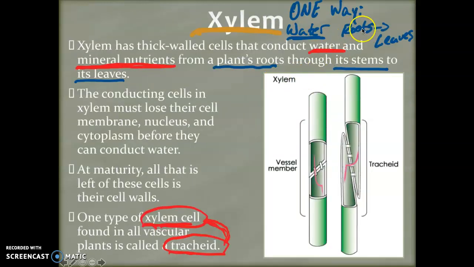Xylem has thick-walled cells right here, these things called tracheids, that conduct specifically water and mineral nutrients. But the main thing I want you to know is xylem is transporting water. When you think of xylem, think about transporting water, going strictly from the plant's roots through its stems and into its leaves. So it's only transporting in one direction, from the roots all the way to the leaves, and only water.